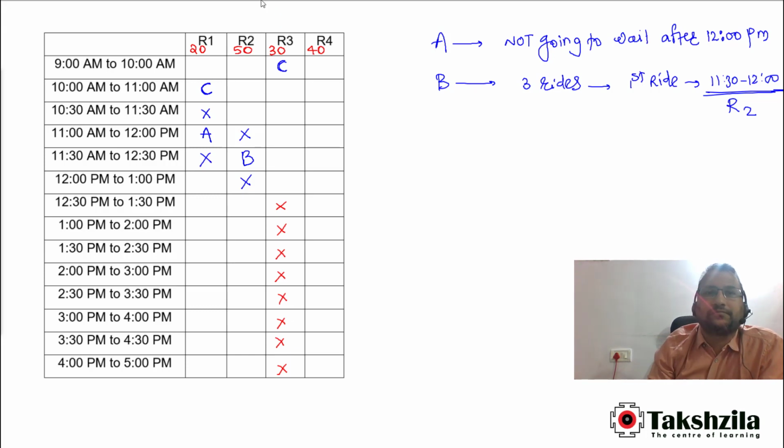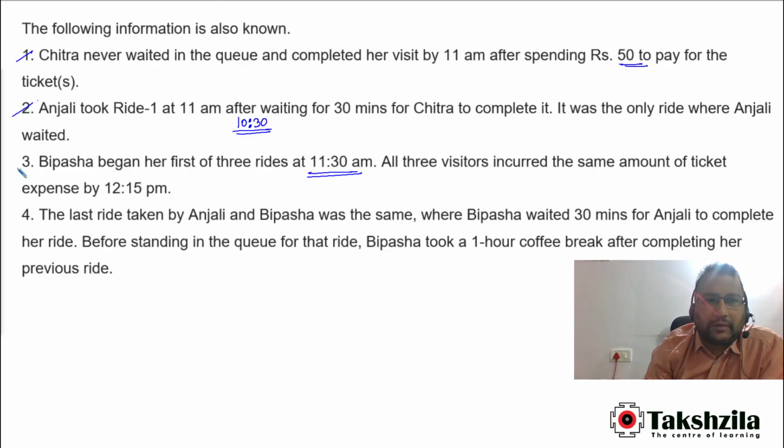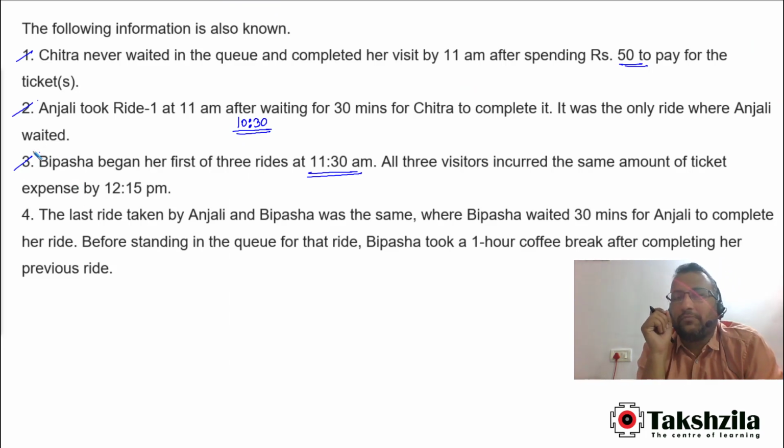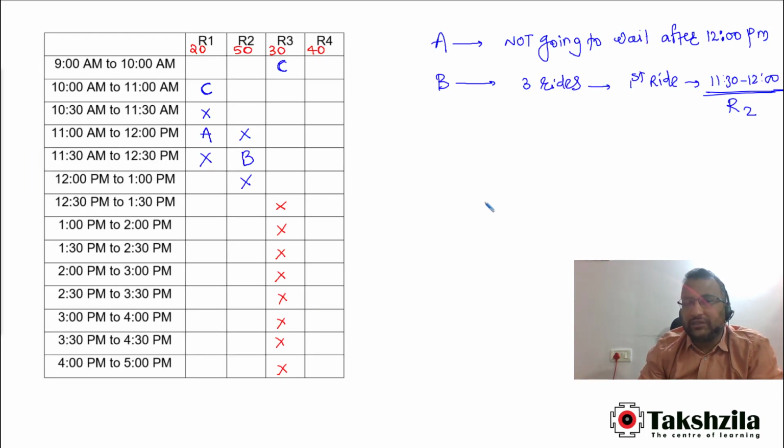After this, we are done with statement number 3. But for some part of statement number 3 we still need to consider that the total amount spent by each and every one by 12:15 is rupees 50. So rupees 50, we are done with C, we are done with B, and A is going to spend rupees 50 before 12:15. A completed a 20 rupee ride in the slot 11 o'clock to 12 o'clock. So A is supposed to take a 30 rupee ride, and A is not going to wait after 12 pm.